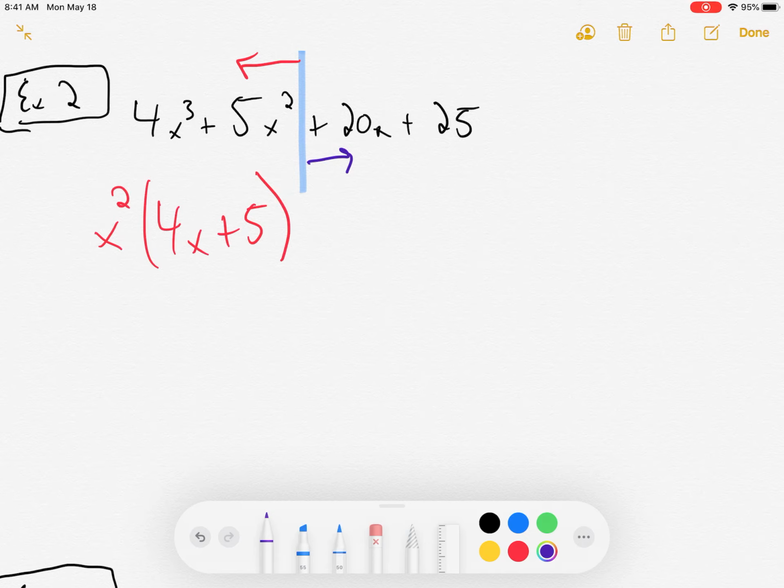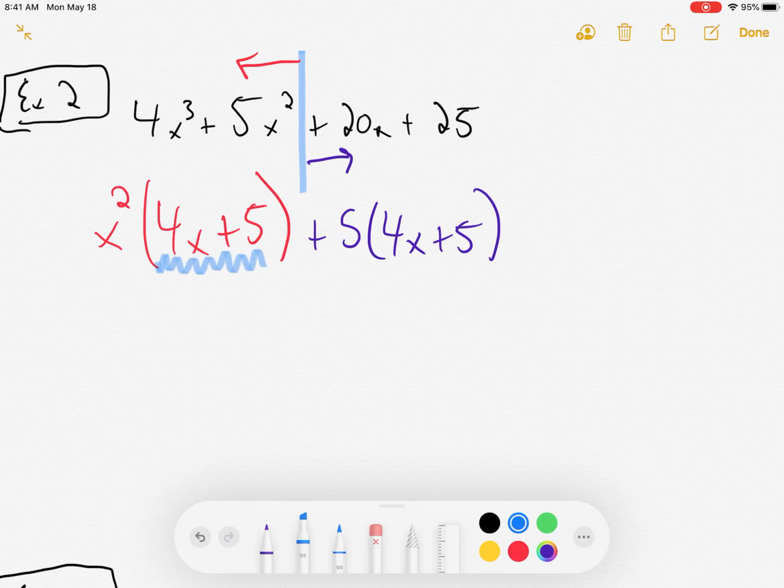20x plus 25. Well, 20 and 25, what number comes out of both of those? Should be a plus 5. Now what's 20x divided by 5? Should be 4x. 25 divided by 5 is plus 5. Again, I did this divided by this equals this.